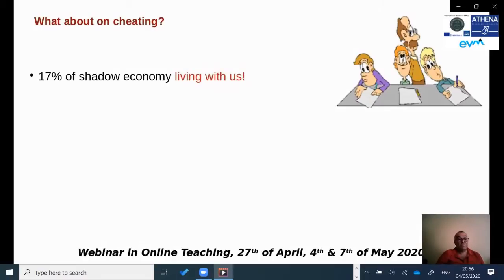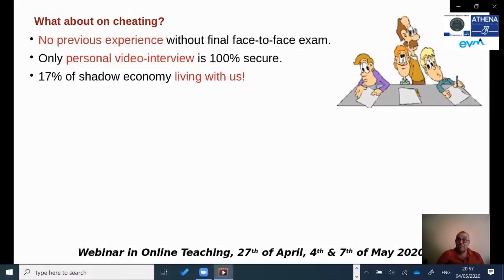What about cheating? Look at this number. 70% of our economy in Spain, but similar numbers in the European Union, is shadow and is living with us. We have no proven experience without final face-to-face exams. And I recognize that only a personal video interview is 100% secure. So I am not going to change what we have at this time and try to solve this, the big problem of online teaching.